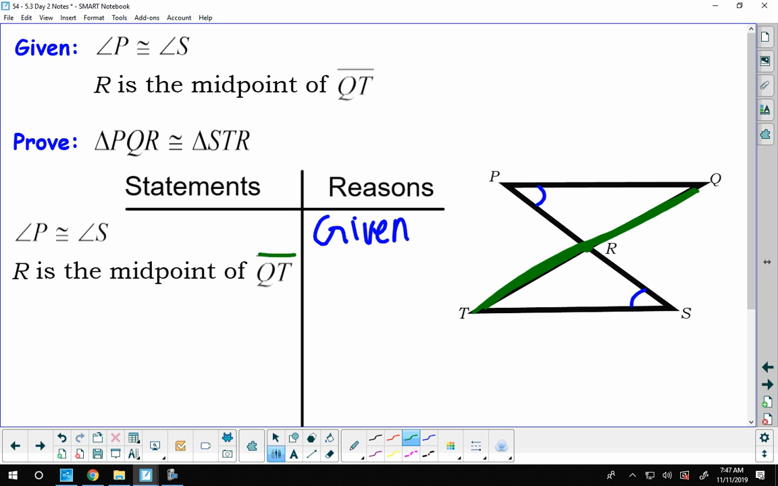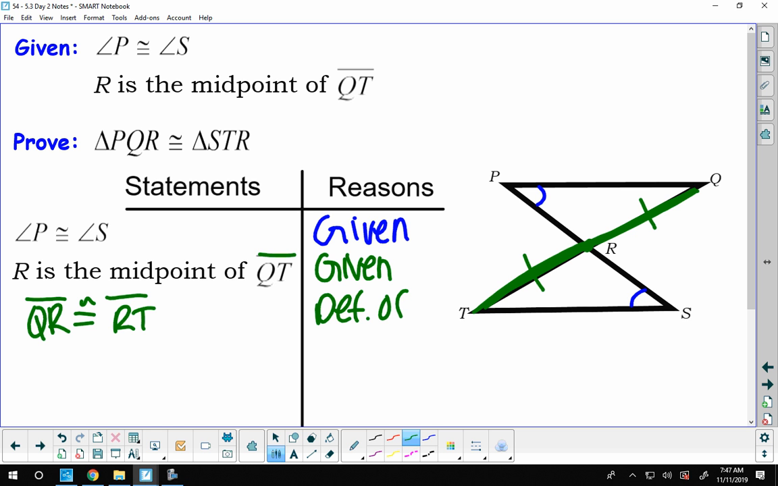So if R is the midpoint, we know that this half is congruent to this half. And that's just by definition of what a midpoint is. A midpoint is the middle, so it cuts it into 2 equal halves. So this was given, and because of that given, we know that segment QR is congruent to segment RT by definition of midpoint. So we already have two pieces of information.